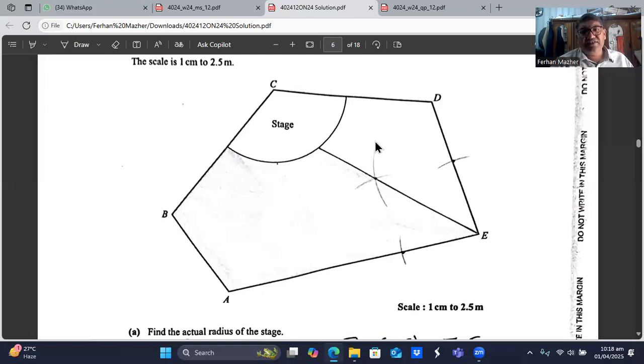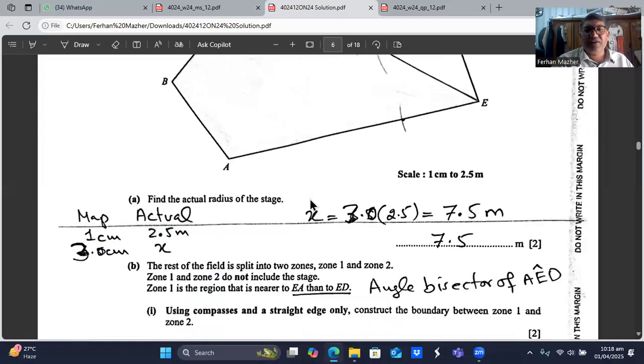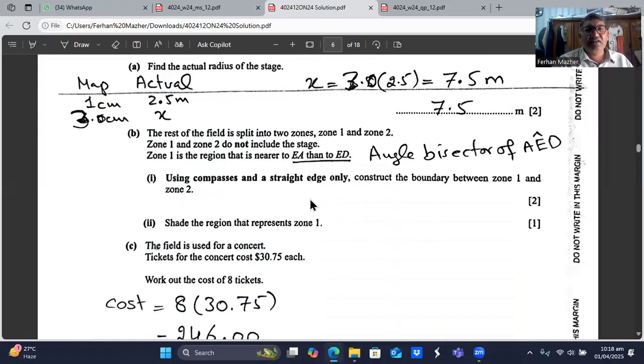So this is zone 2. This is zone number 1, I think. He said that zone 1 is the region that is nearer to EA than to ED. Shade the region that represents the zone 1.